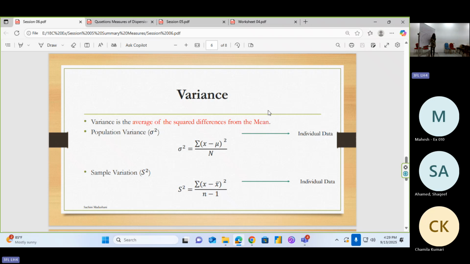Then here, standard deviation is the positive square root of the variance. Assume our variance is 4. Easily we can get the square root. Variance is 4, then standard deviation is the square root of 4. Normally the square root of 4 is 2, but mathematically it is plus 2 or minus 2 both.